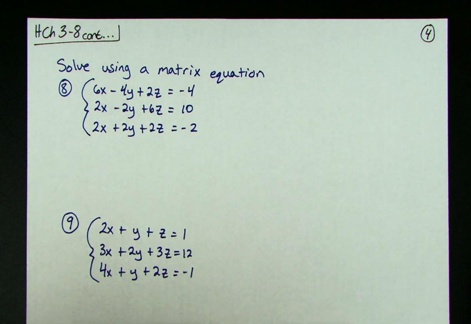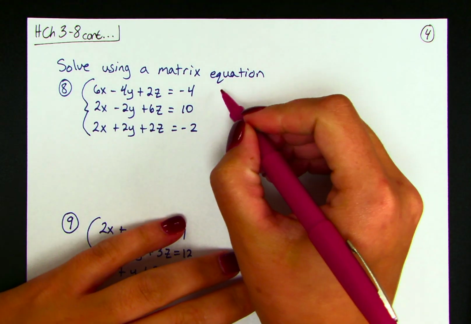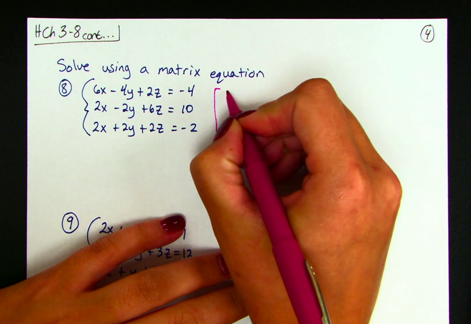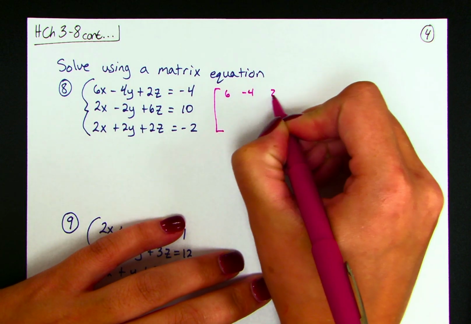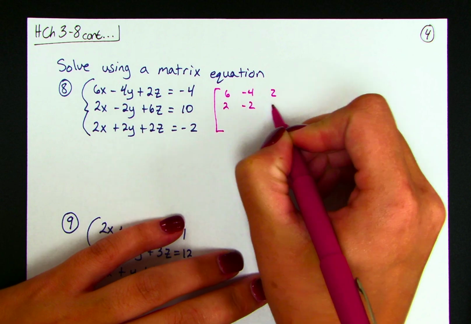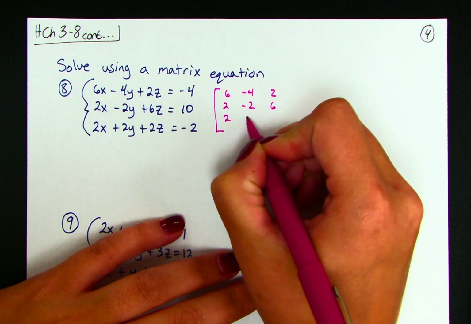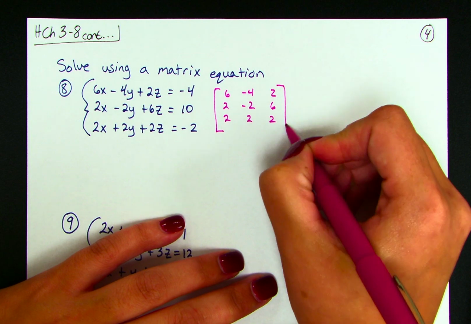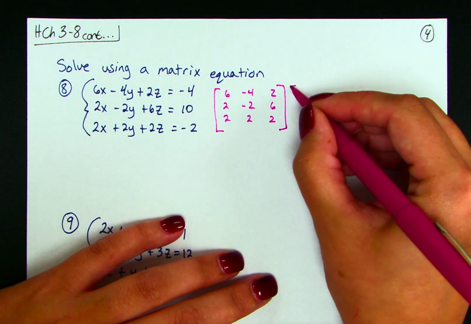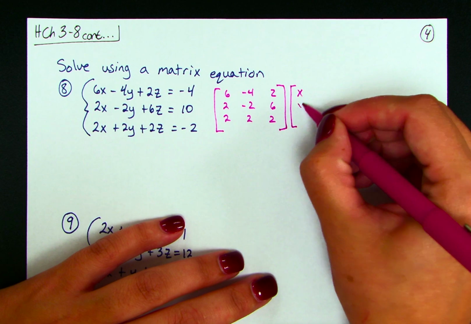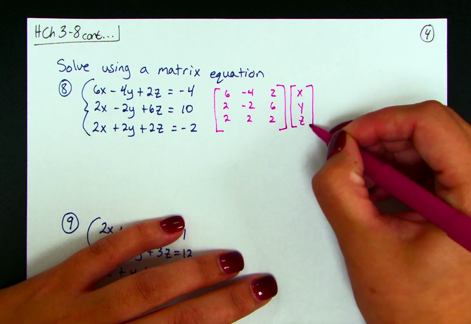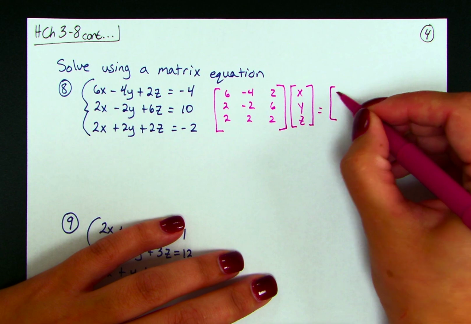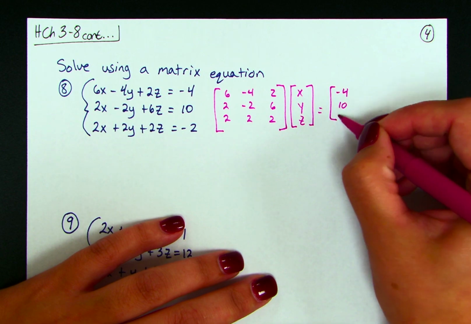All right, so when it says solve using a matrix equation, again, this is telling us to use our inverse matrix method. So we are still going to start with our coefficient matrix. So this will be 6, -4, 2, 2, -2, 6, 2, 2, 2. Okay. And then times our variable matrix, so we'll have x, y, z this time. And then equals our constants. So -4, 10, and -2.